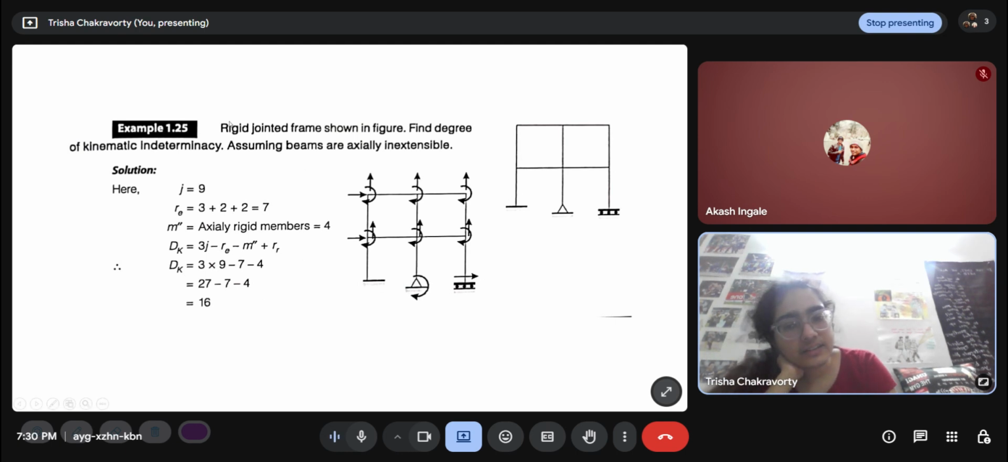Next, a rigid jointed frame: find the degree of kinematic indeterminacy. Here it's an interesting question, assuming the beams are inextensible. The horizontal members are the beams. Like in a building frame, we consider the horizontal members to be the beams and the vertical members to be the columns. If the beams are inextensible, it means I have four. My M double dash is 4 here.